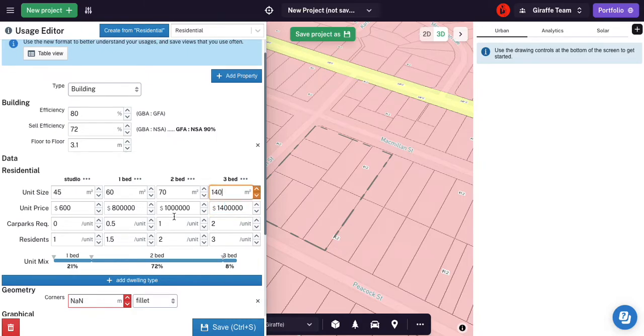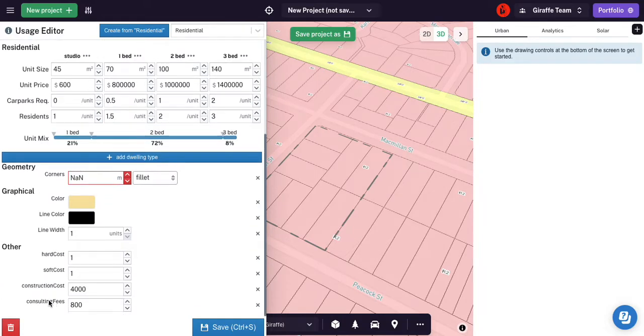Okay, and let's make them about the right size. They're bigger than normal. This is a leafy area. There's going to be doctors and stuff. So this is upper end of the market. So we want some size. And note this consulting fees. This is including things like your cost of sales, your architect design, the town planner, and probably even some of your taxes and charges and levies.